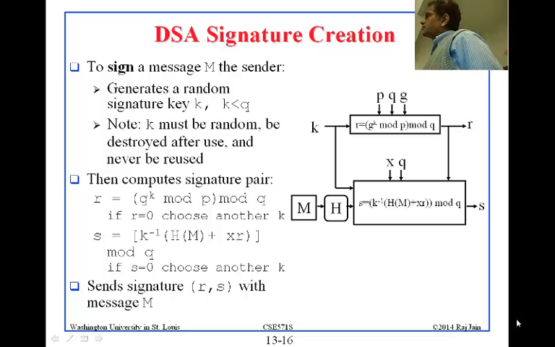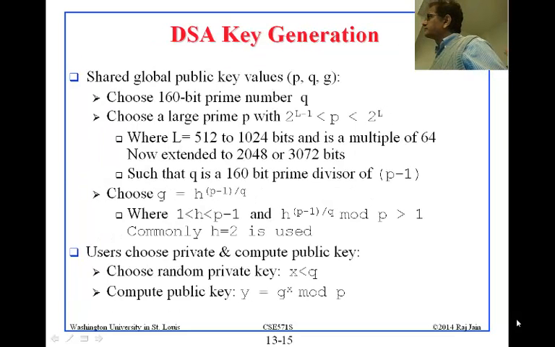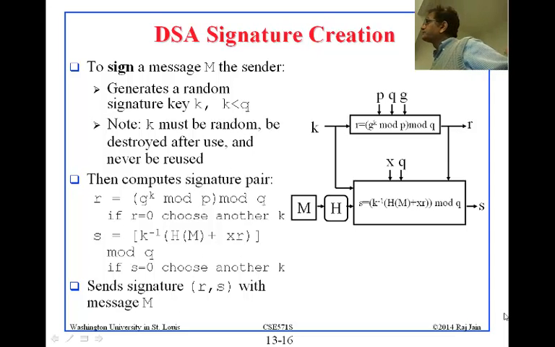And then you use this formula: hash of the message plus, and this is not concatenation, this is an addition, X times r, multiplication of r and X, your private key, multiplied by K inverse mod Q, you get s. If you get s equal to 0, you go back to the beginning. Select another K, find another r, find another s. And then you send r and s.